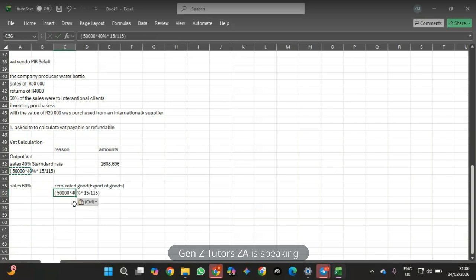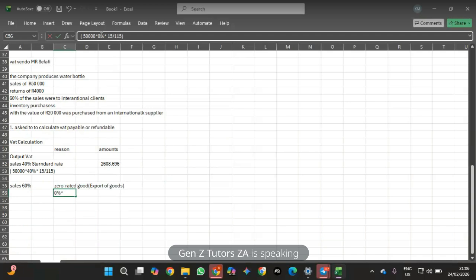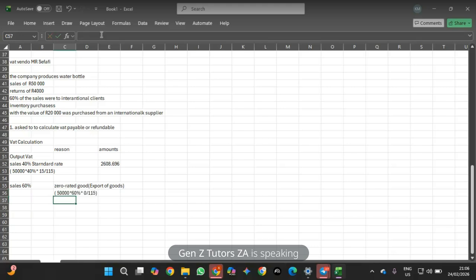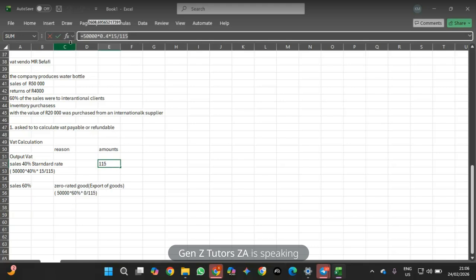Which is going to be this. But this time around, we're changing from 40% to 60%. And instead of using 15 over 115, you're going to say 0 over 115, which is the same calculation that we have here. Just copy and paste that in here. And paste that in here.